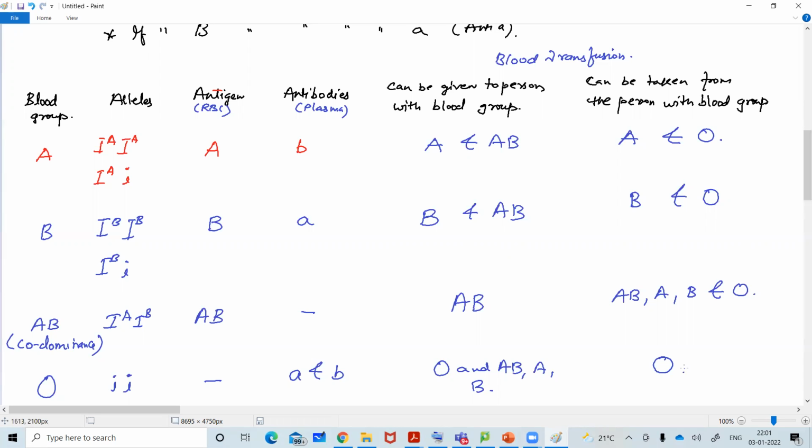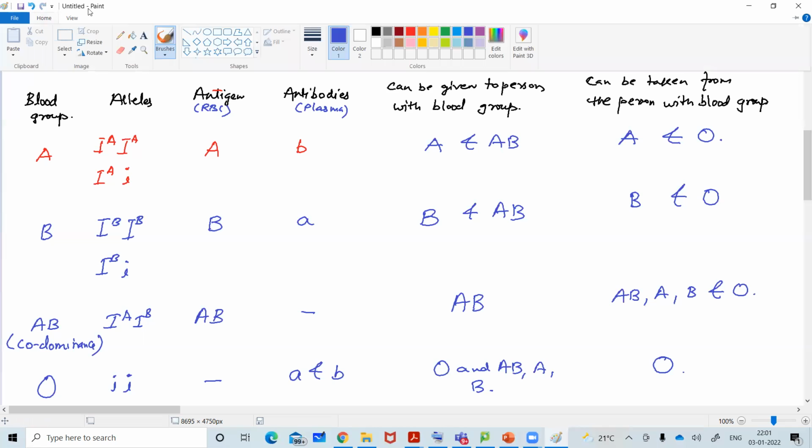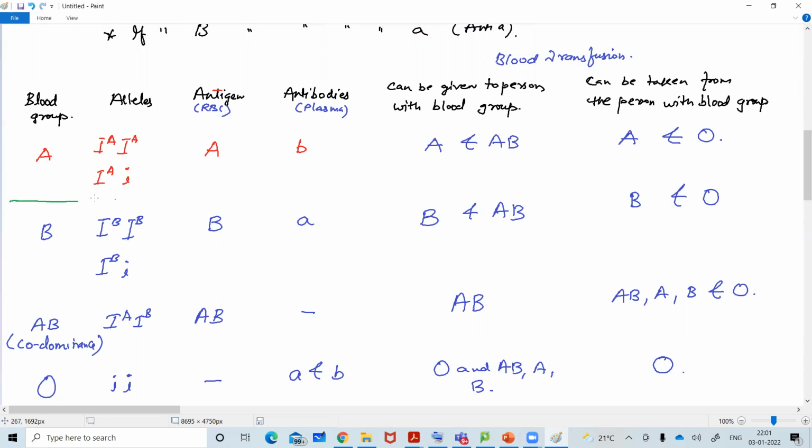Is this table convenient? Can you understand? Yes, sir, I can understand. Okay, so let me put a line here to separate.